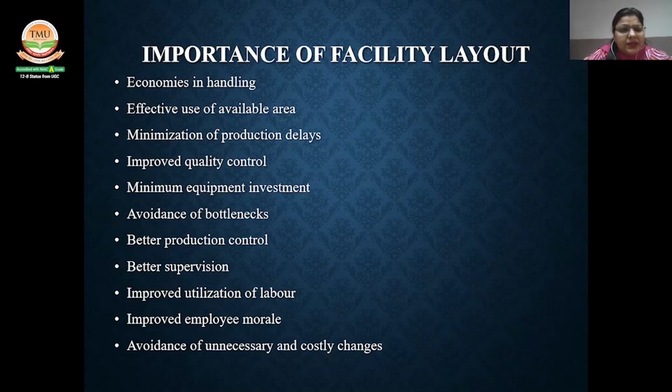Next thing is improved quality control. First of all, our primary concern in producing a product is to maintain the quality of that particular product. So quality control is also a very important thing in a production process.